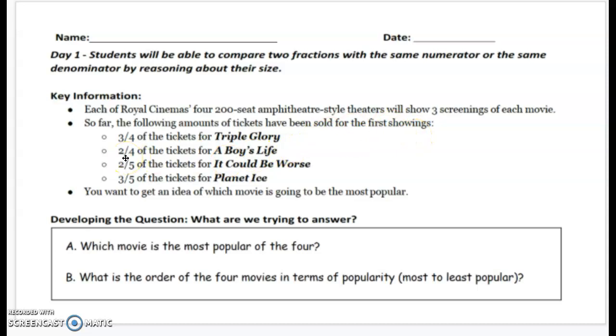So the questions that you're trying to answer today are which movie is the most popular of the 4, and what is the order of the 4 movies in terms of popularity? Most to least popular. So here you can see that 3/4 and 2/4 have the same denominator, and 2/5 and 3/5 also have the same denominator. On the other hand, 2/4 and 2/5 have the same numerator, and 3/4 and 3/5 also have the same numerator. So think about which way worked best for you to compare these fractions and get to work. Good luck!